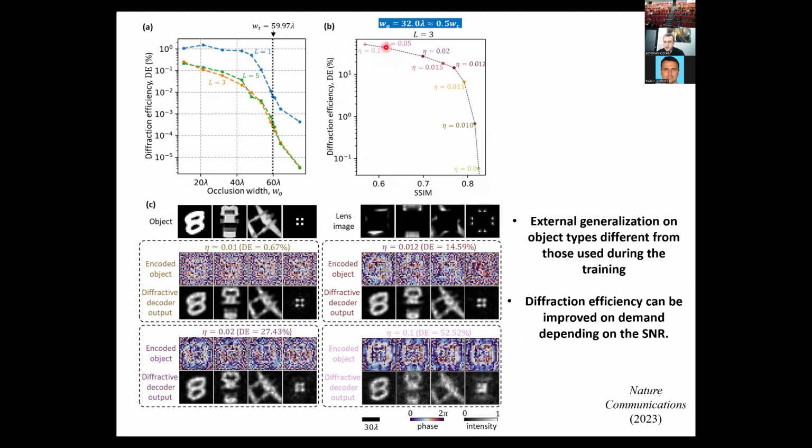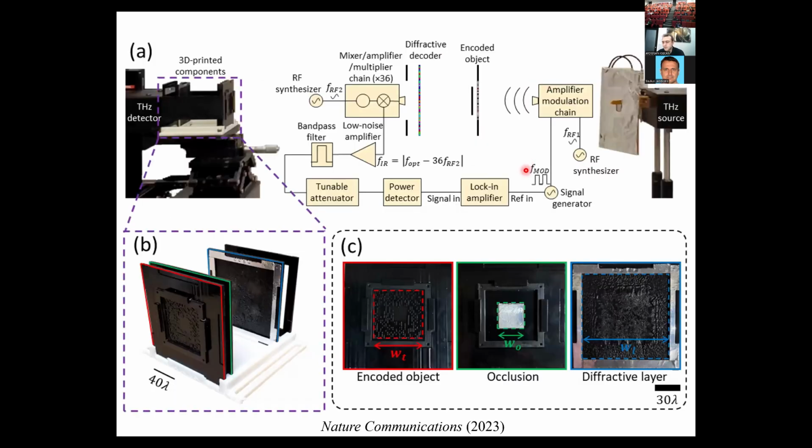If you want to push this curve outward, you can increase the number of layers. So this is a typical fingerprint of diffractive processors. We tested this idea experimentally.